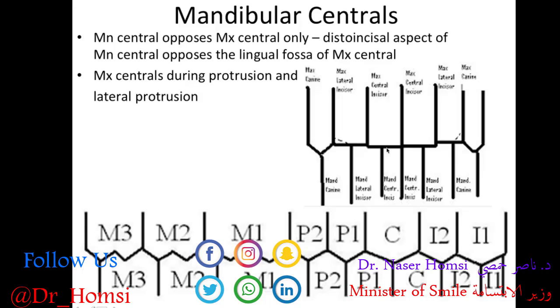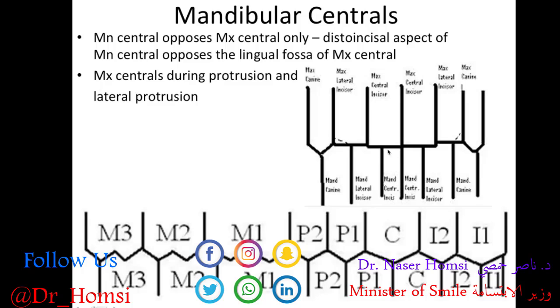Okay, so earlier I mentioned this picture is kind of helpful for answering some of the questions, specifically the ones on the central incisors, the laterals, and canines. So the mandibular central opposes the maxillary central only, okay? And which aspect, though? So if we come up here, here's the mandibular central incisor. You see it's only occluding with the maxillary central incisor.